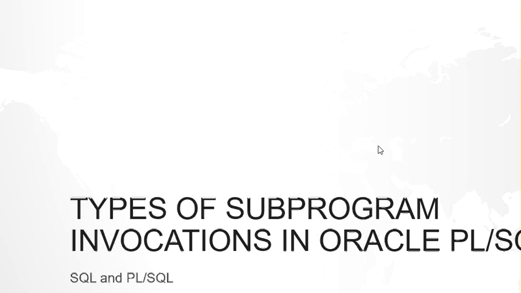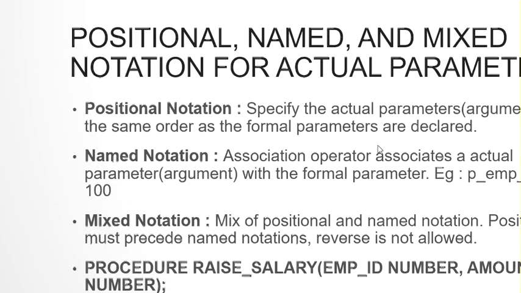Hello guys, this is Kishan and today we are going to talk about how we can call subprograms. How many different ways are there to call a subprogram? Normally we work with the positional notation. That is, if we have written a procedure or a function and there are three input parameters, we will give three parameters at that very particular place.